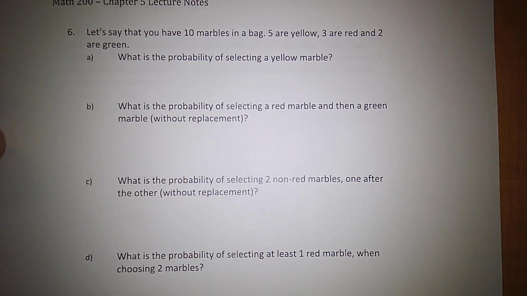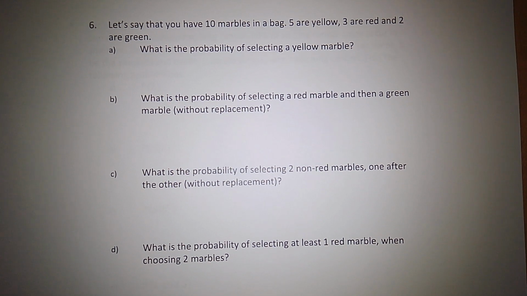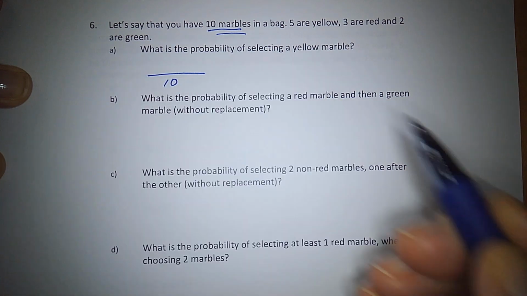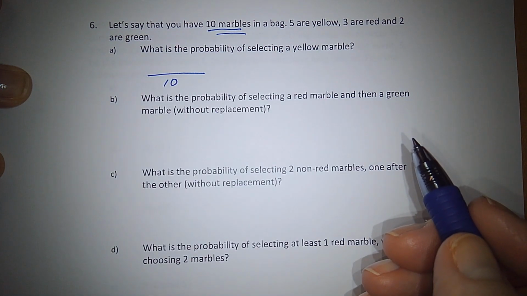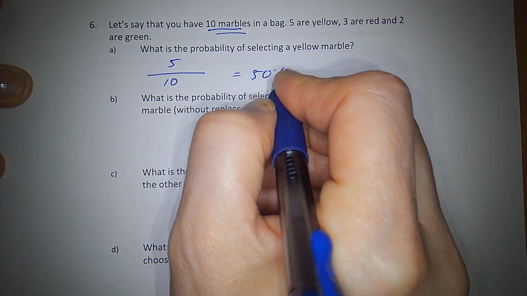Number 6. Let's say you have 10 marbles in a bag. 5 are yellow, 3 are red, and 2 are green. What's the probability of selecting a yellow marble? Well, how many total marbles do we have? 10. Out of the 10 marbles, how many are yellow? 5. Okay, so you have a 50% chance.